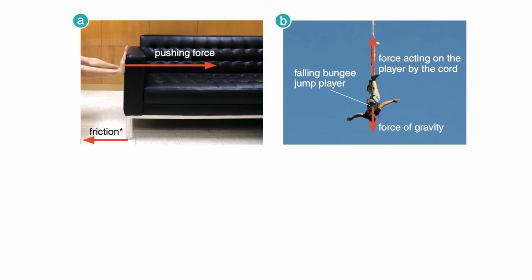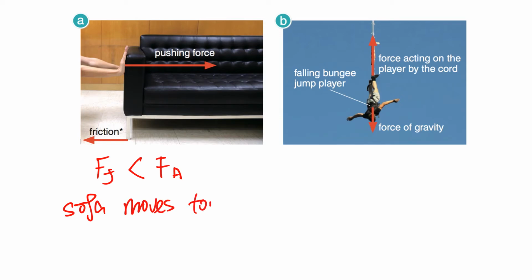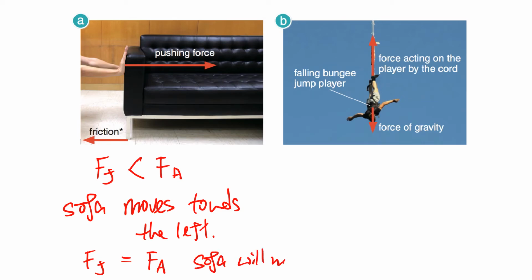So right here, if the guy is very strong and has a very strong pushing force towards the right, larger than the friction, then the sofa will move towards the left. But if the friction and the force are the same, then in this case the sofa will not move at all.